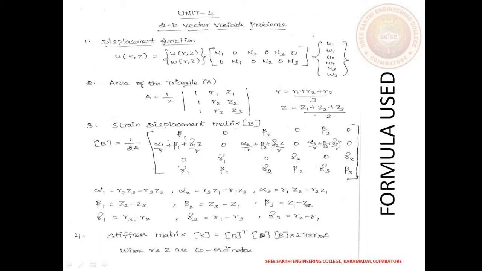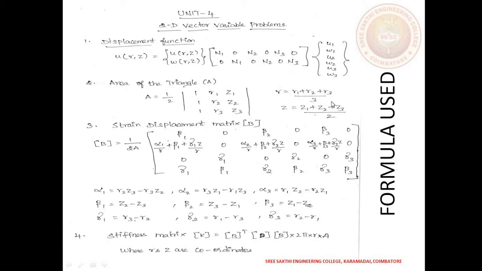So beta 1, 0, beta 2, 0, beta 3, 0. Then alpha 1 by r plus beta 1 plus gamma 1 z divided by r, 0, alpha 2 by r plus beta 2 plus gamma 2 z divided by r, then 0, alpha 3 by r plus beta 3 plus gamma 3 z divided by r, then 0. Then 0, gamma 1, 0, gamma 2, 0, gamma 3. Then gamma 1, beta 1, gamma 2, beta 2, gamma 3, beta 3. Okay.